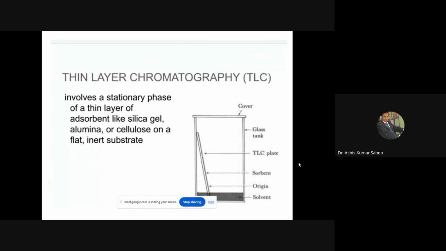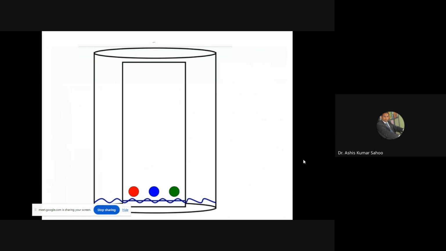So TLC is simple like paper, but it is a small thin layer chromatography paper. So this is a jar. In this jar we take a thin layer chromatography TLC plate, and here we will be given a solvent, and the solvent will capillarize on the thin layer. So we have a stationary phase of thin layer adsorbent here.